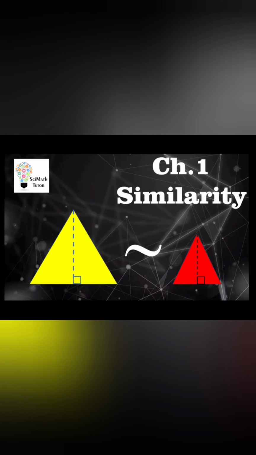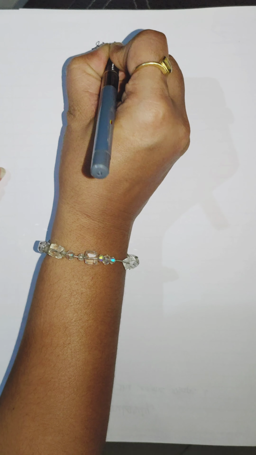Hello learners, as I promised you in the last video that we are going to start a new series for standard 10. So today we are going to start with the first chapter of geometry, which is similarity. We will see the meaning of similarity.